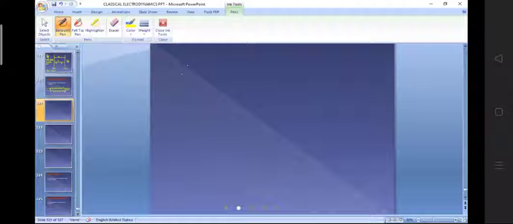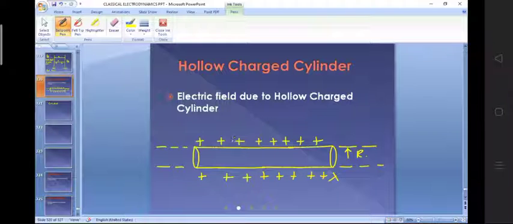So then electrostatic field inside must be equal to 0. So electrostatic field is equal to 0 when small r is less than capital R. Fine. Okay, so electrostatic field inside must be equal to 0. Now we'll have to calculate electrostatic field outside.